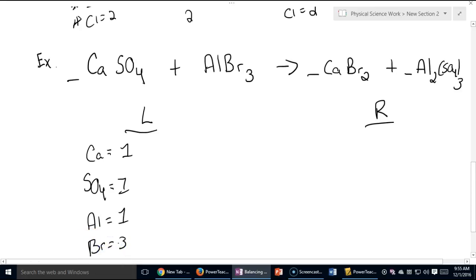Okay. Also, on the right-hand side, I see only 1 Ca. I see 2 Brs. And I'm sorry, I'll try to keep them the same so we can write them down together the same. I see 3 SO4s. I see 2 Als, and I see 2 Brs.